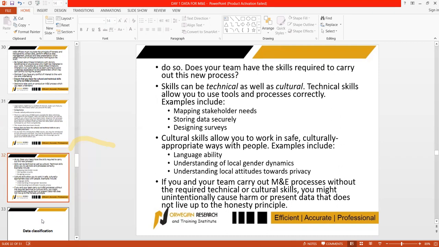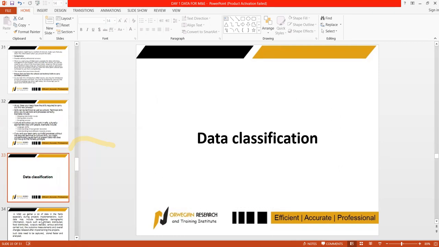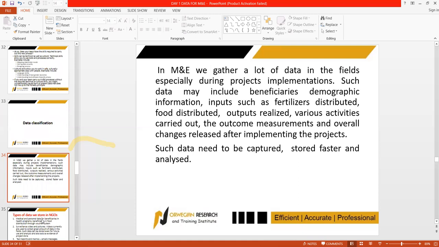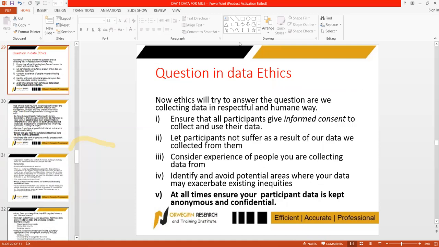Then my final thing is data classification. After data classification, I will stop there. Now, data is broadly classified into two broad categories. The first one is called numeric, which means the data we are collecting from the respondents will come in numbers.